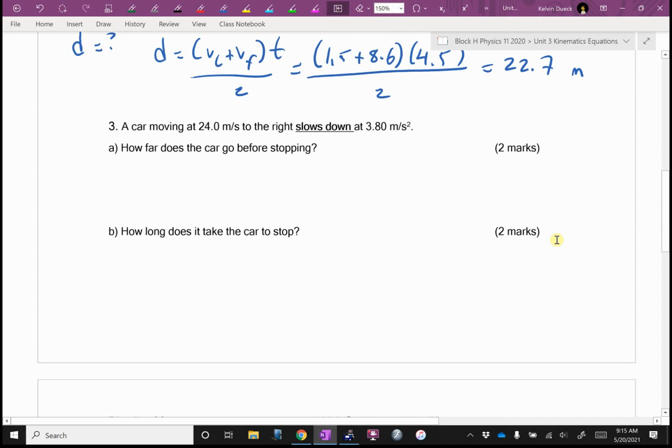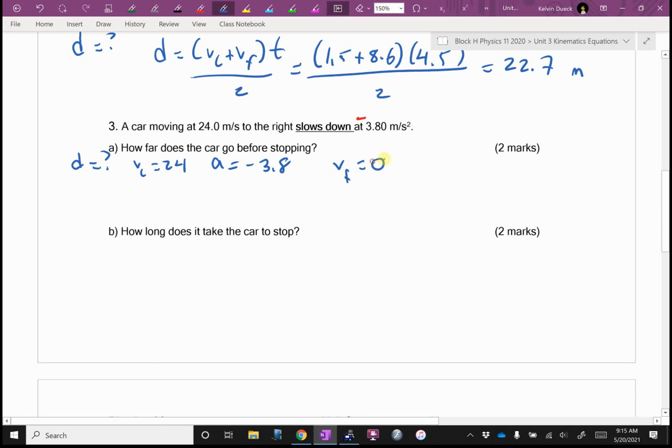A car moving at 24 meters per second to the right slows down. First thing I did when I saw slows down, I put a big negative in front of my acceleration so I wouldn't forget. How far does the car go before stopping? I guess this is asking me to find a distance. VI is 24. A is negative 3.8. That's only 2 things. I need 3 things to find the fourth. What else do I know? Yeah. Oh, stopping.